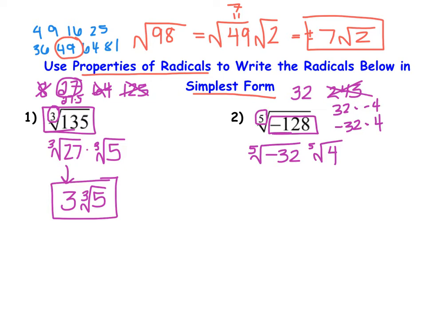So I'm just using the product property here to split it up into a product of two things that multiply to be negative 128. Now from here, the fifth root of negative 32 is negative 2. This one stays, and I have my final simplified form.